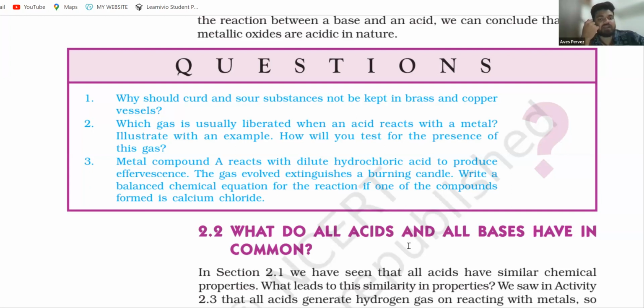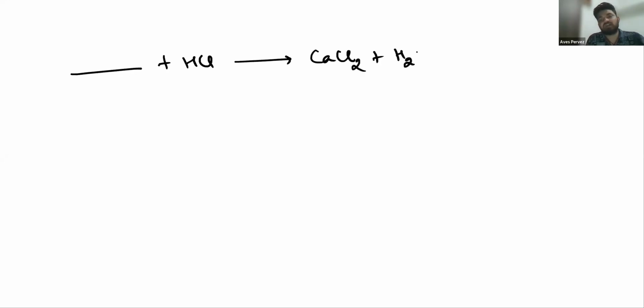Calcium carbonate. Write the balanced chemical equation if one of the compounds formed is calcium chloride. So if the salt formed is calcium chloride, here is a metal carbonate, we don't know which, but it reacts with HCl. When it reacts, it forms calcium chloride plus H2O plus carbon dioxide. So which carbonate? It will be calcium carbonate. Very good. Got it? Now moving to the next question, similar type of questions.